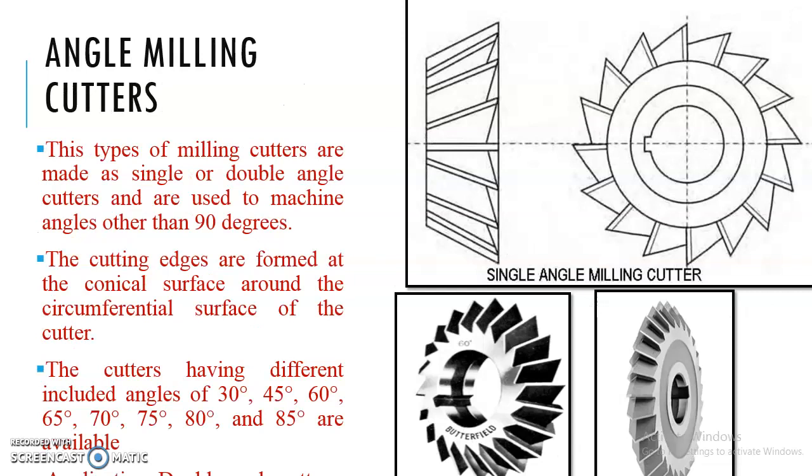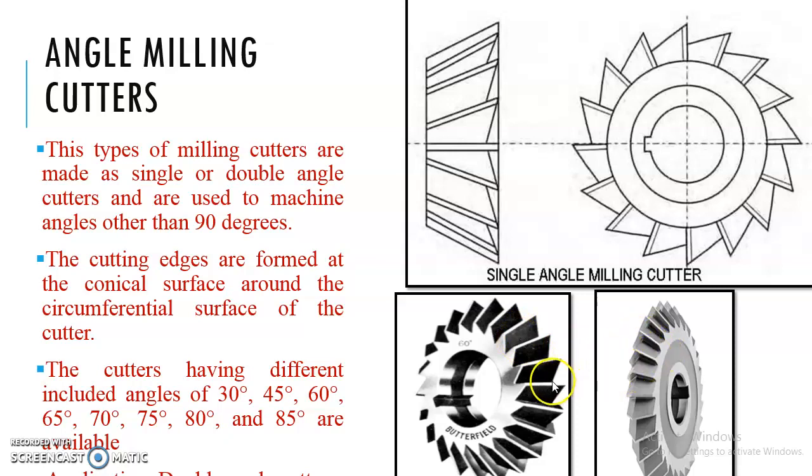Next one is the angle milling cutter. Angle milling cutters are basically useful for producing an angular surface on the workpiece, or if you want to cut the material at an angle, or produce a V-shaped surface, then such milling cutters are useful. The angle may be provided on one side of the cutter or on both sides of the cutter.